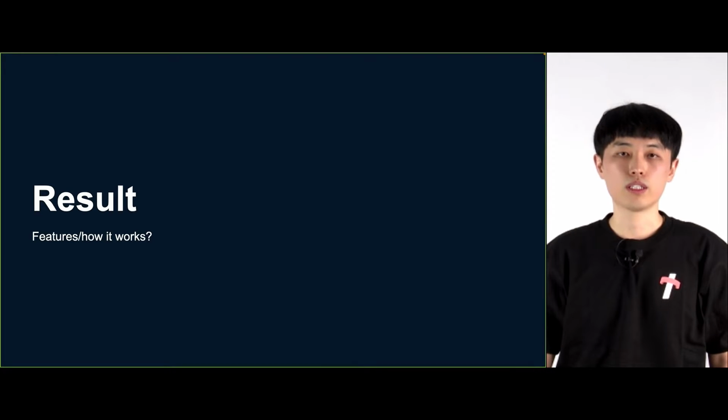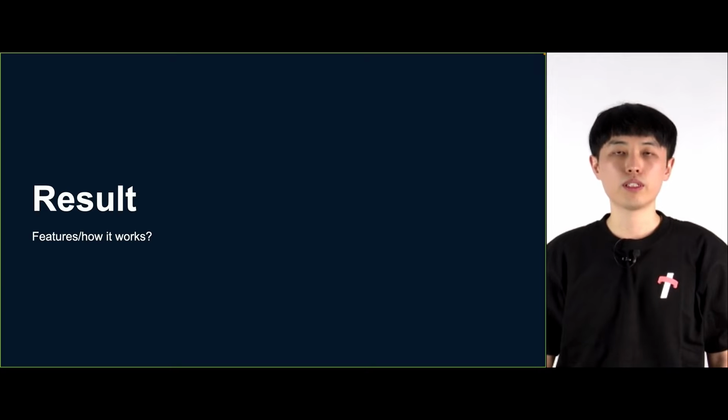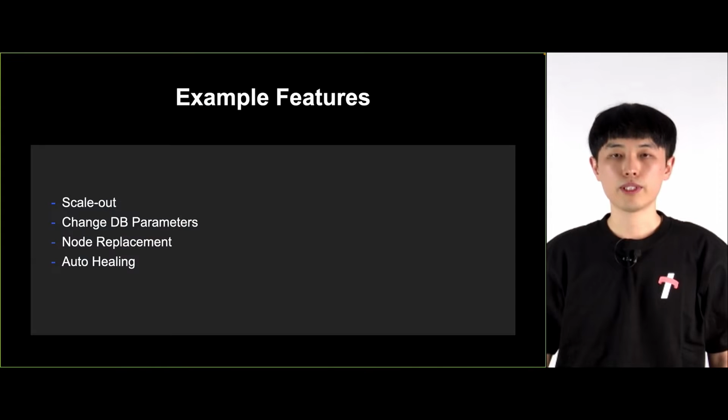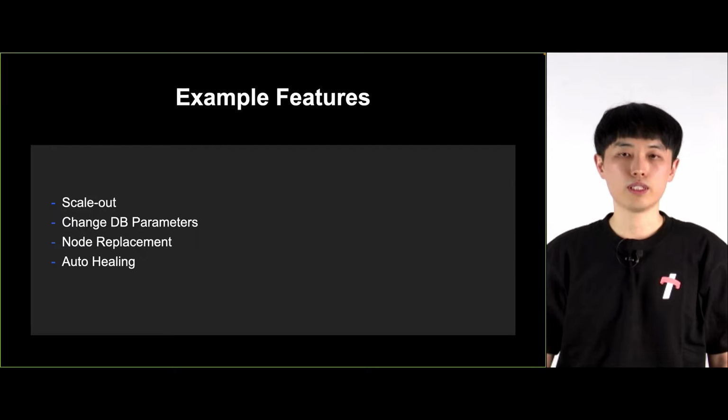So I have shown you some of the technical difficulties that we faced in creating the declarative DBaaS system. Now I would like to talk about how the declarative DBaaS is actually working. For example, I want to show you how the DB is expanded, how the DB parameters are changed, and how the nodes are replaced and auto healing is done.